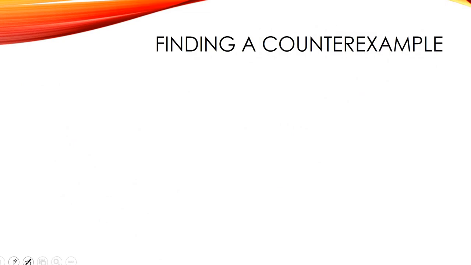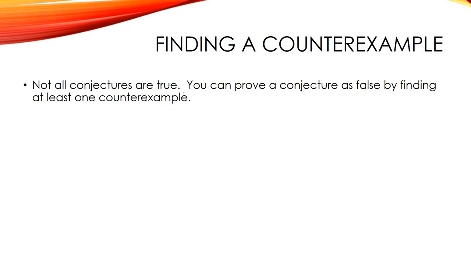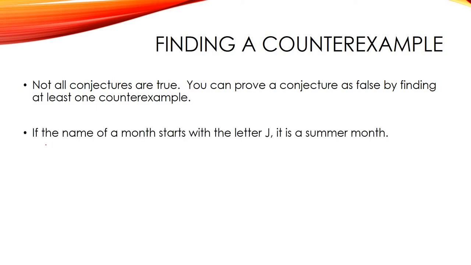The other way to deal with patterns and conjectures is to find a counterexample. Not all conjectures are true. You can prove a conjecture as false by finding at least one counterexample. So let's look at some conjectures and see if we can find a counterexample. If the name of a month starts with the letter J, it's a summer month. June, July, those are both summer months. Can we find a counterexample? Of course, January. So although at first glance it looks like this is a good conjecture, by finding one counterexample, we can prove the conjecture wrong.